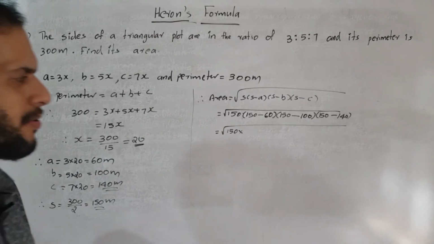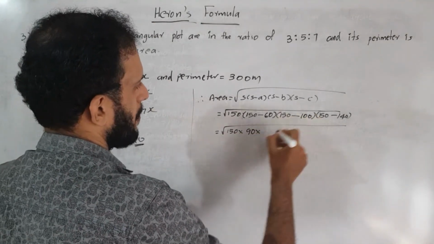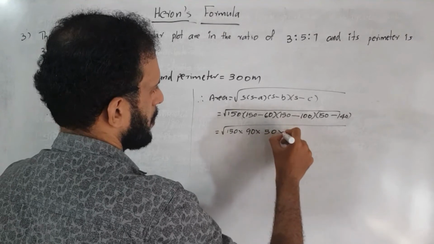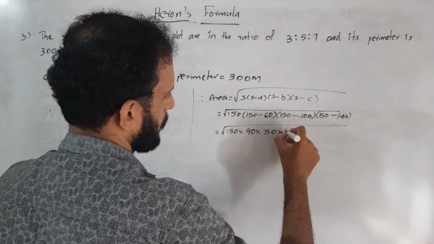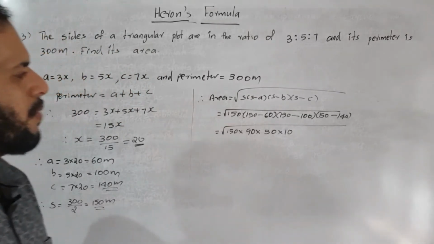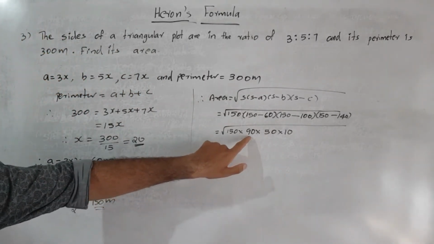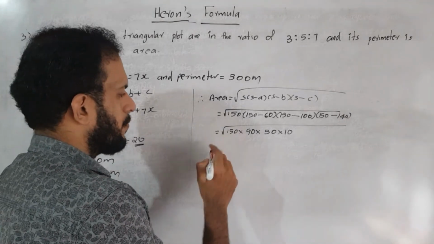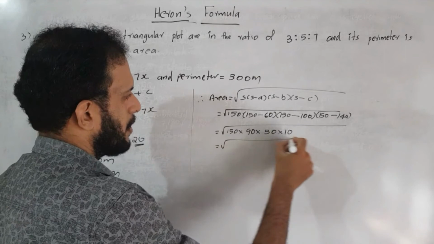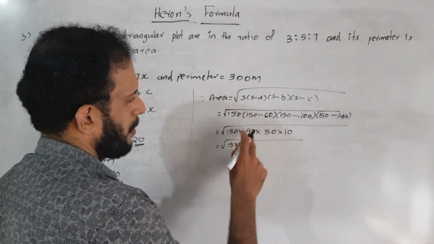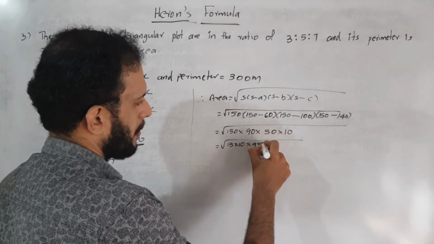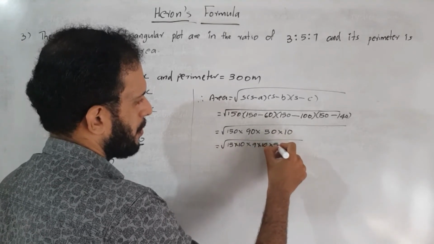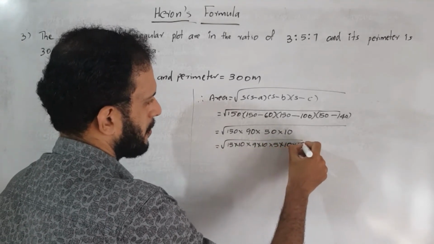Is equal to root of 150 into 150 minus 60. What is 150 minus 60? It is 90. Into 150 minus 100 is 50. 150 minus 140 is 10. Correct? So we want to factorize 150, 90, 50 and 10. Correct? Then how to factorize? Here it is a little easier to factorize. This one is possible to factorize like this: 15 into 10, 90 is 9 into 10, 50 is 5 into 10, then 10.